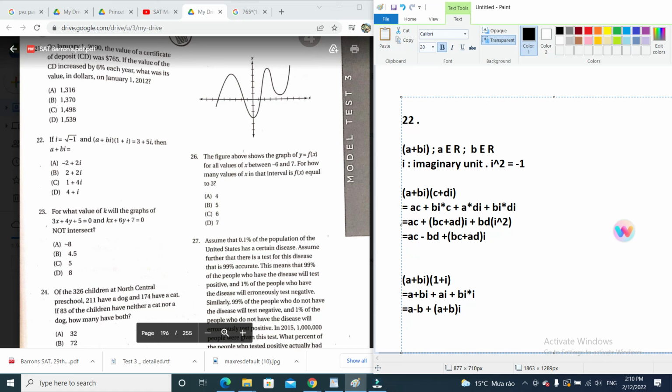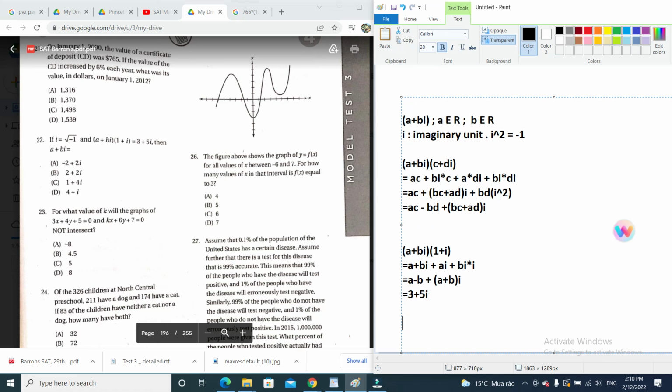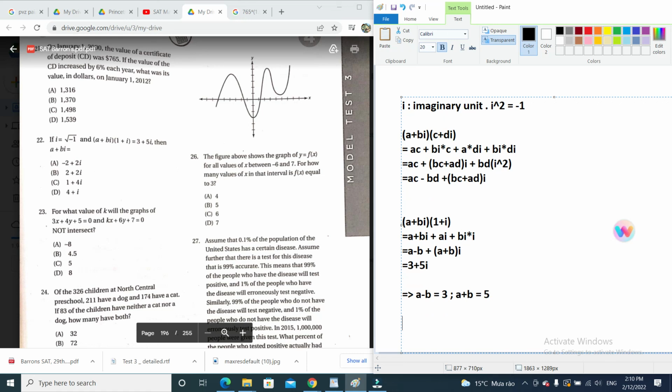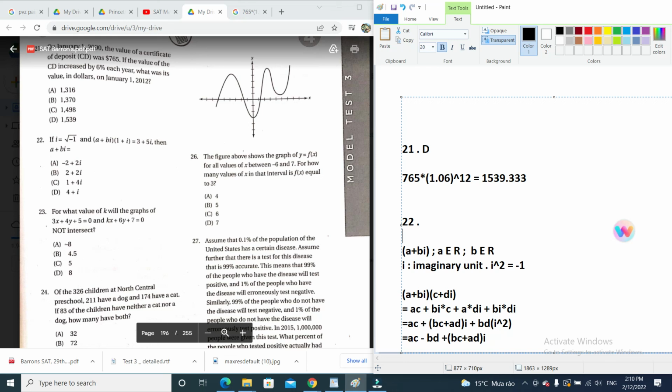But we know that this is equal to 3 plus 5i, right? Which means that a minus b is equal to 3, and at the same time a plus b is equal to 5, right? So we know that a is equal to 4 and b is equal to 1, right? Because that's simple calculation, right? So actually a plus bi is equal to 4 plus i. So the answer for 22 is D.